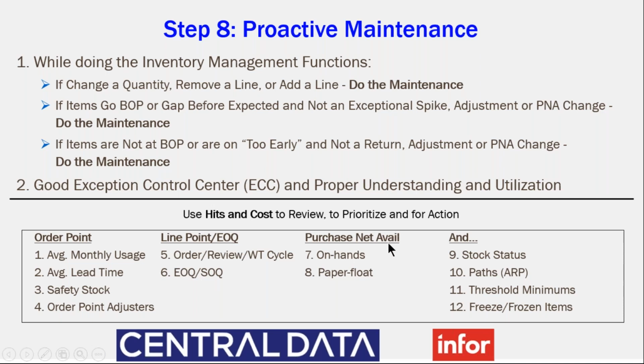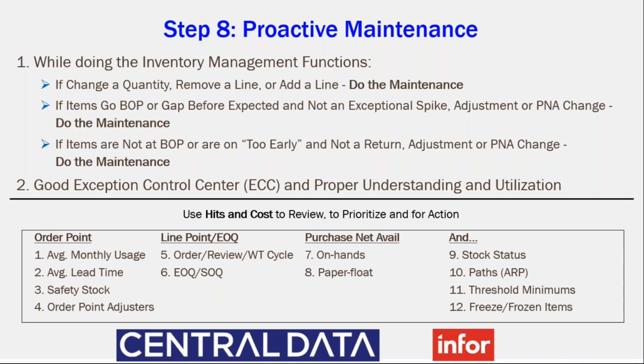Sometimes it's just that: oh, they stock adjusted something in or out. We lost it. We've got a lot of open paper flow. And then, of course, your stock status. We shouldn't be stocking this, and we are. We aren't stocking it, and we should be. Are my ARPs, my authorized replenishment paths, correct? Do I have threshold minimums in place that are causing issues? And or is this item frozen and I need to unfreeze it or change it? It's only one of those 12 areas that's keeping your system from performing the way you want it to.